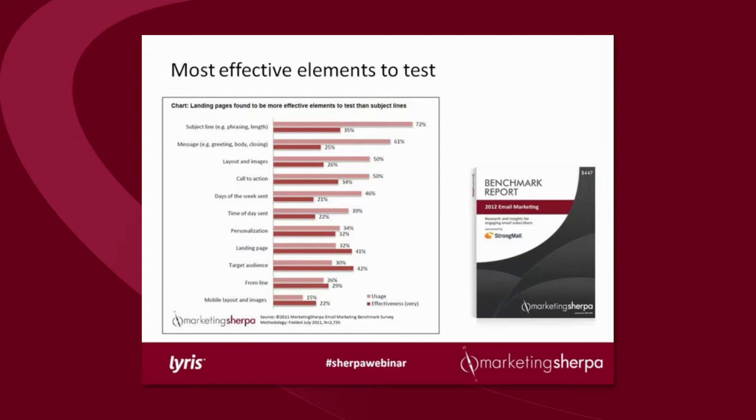I also want to point out target audiences. 30% are testing it. 42% find it very effective. And target audiences is so core to email. When you hear about email, you hear about relevance. Right. And nothing can make an email more relevant than getting into the right target audience.